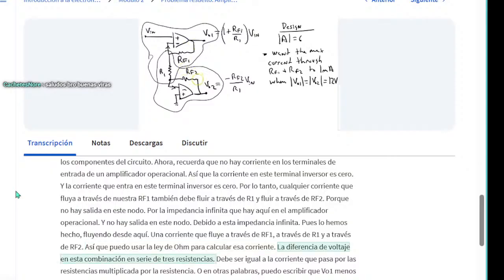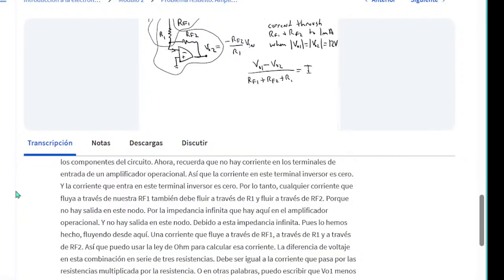The difference in voltage across this series combination of 3 resistors must be equal to the current through the resistors times the resistance. Or in other words, I can write that VO1 minus VO2, the total voltage across the 3 resistors, divided by the sum of the 3 series resistors, RF1 plus RF2 plus R1, must be equal to the current I through the 3 resistors.